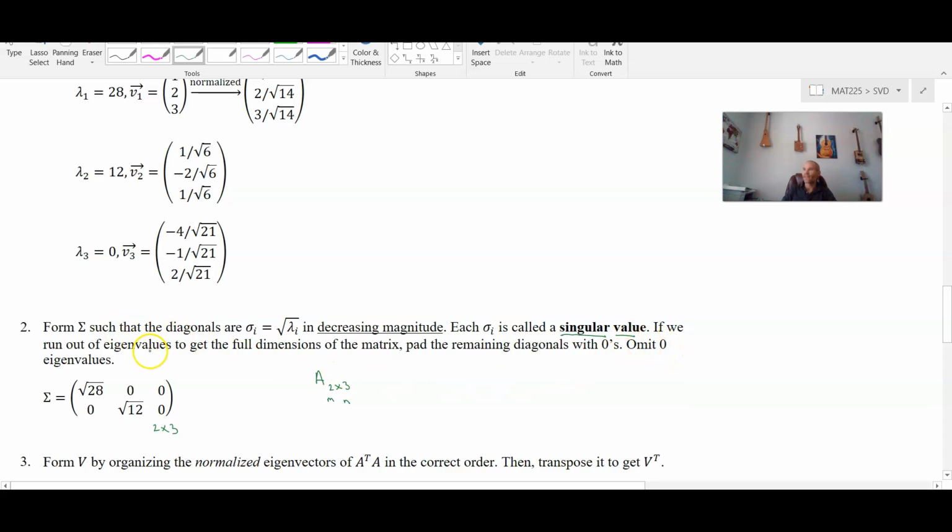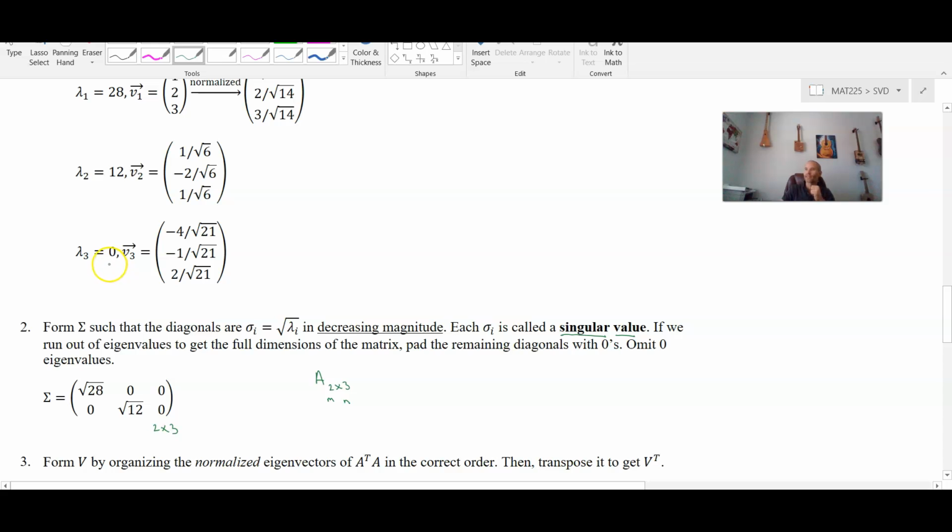If we run out of eigenvalues to get the full dimension of the matrix, pad the remaining diagonals with zeros. Omit 0 eigenvalues. So this takes care of our case where we have more eigenvalues than we do rows, and therefore we can't put the square root of 0 down here because that would give us a third row, but it's only going to be a 2-row matrix. So along the diagonals, we're going to put the square root of 28, the square root of 12, and since we've run out of rows, we're going to omit that third eigenvalue.